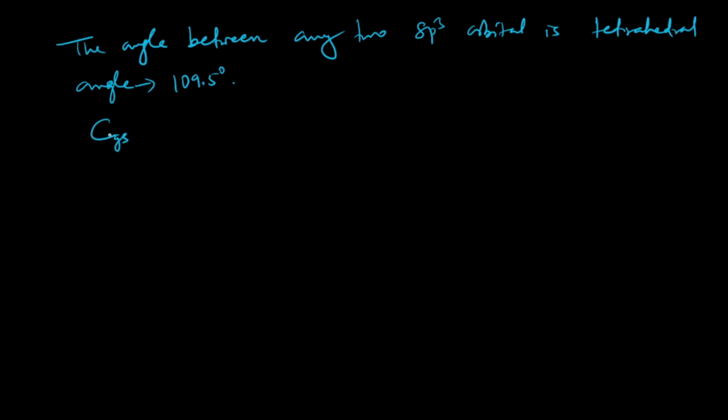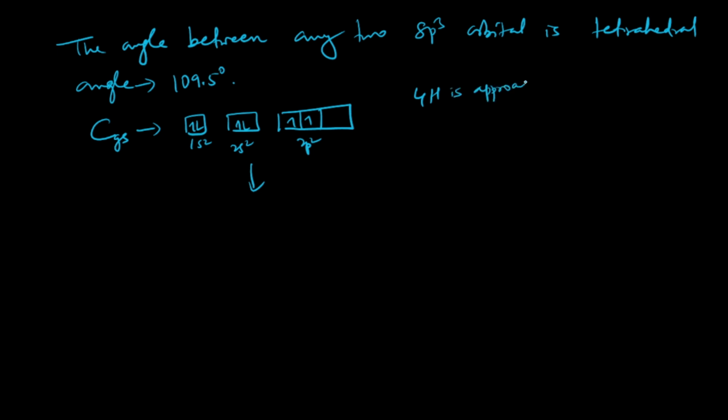So now we will write it down. Carbon in ground state, GS is ground state. Carbon in ground state, how will it look? 1s2, 2s2, 2p2. We don't require this 1s2. Okay, this is the ground state. Now what will happen? Suppose 4 hydrogen are approaching. Then it has to give places for 4 hydrogen, right? So all 1s and 3p will participate, and it will make 4 hybrid orbitals to accommodate those 4 hydrogen.